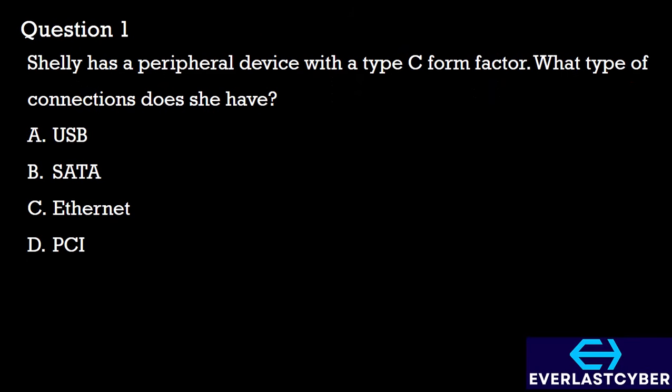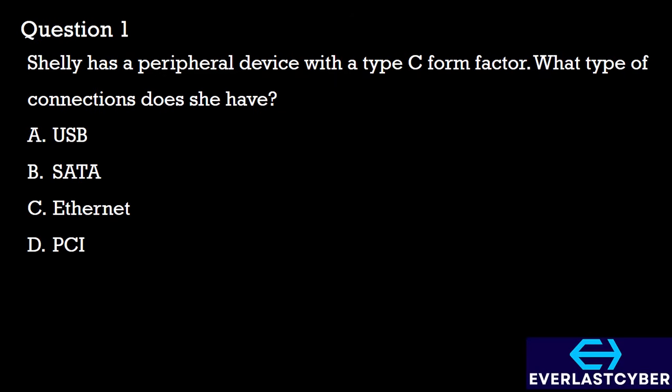Question 1. Shelly has a peripheral device with a Type-C form factor. What type of connections does she have? A. USB. B. SATA. C. Ethernet. D. PCI. For this, we'll be going with option A.